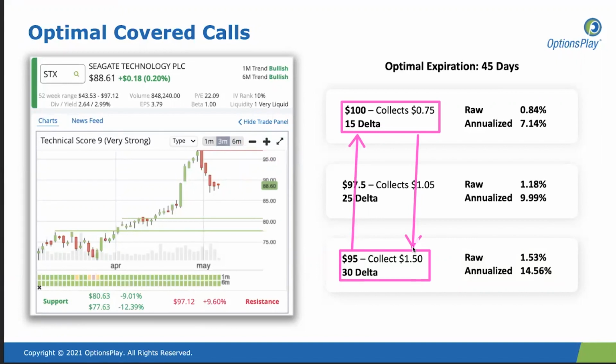Does that make sense, everyone? Please type 8 into the chat window if that makes sense to you. If this is confusing to you, the one thing you need to remember is that extra income that you collect by selecting a lower strike price does not offset what you're going to lose on the upside of the underlying stock if you choose a lower strike price.